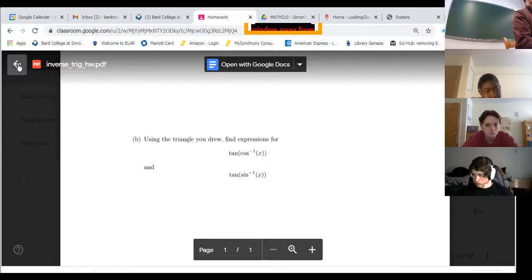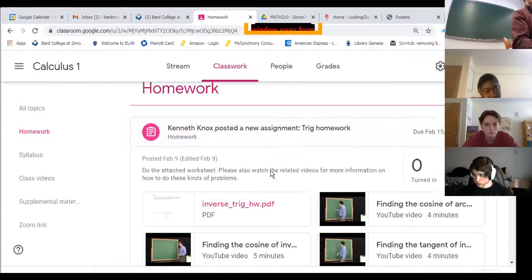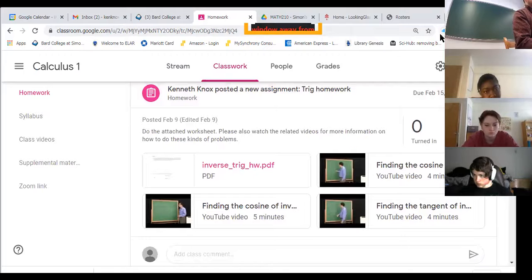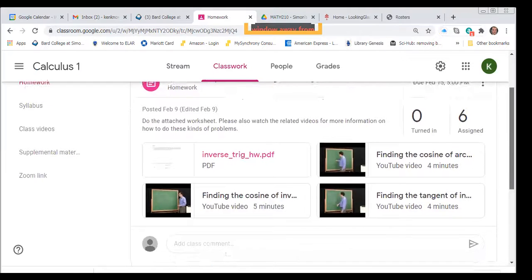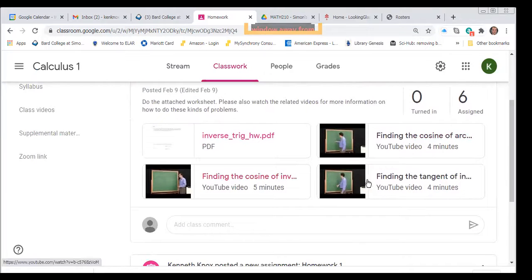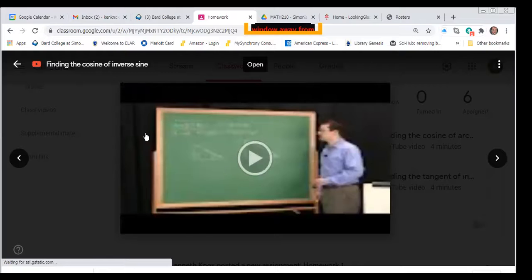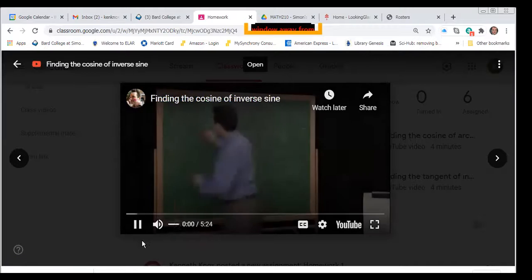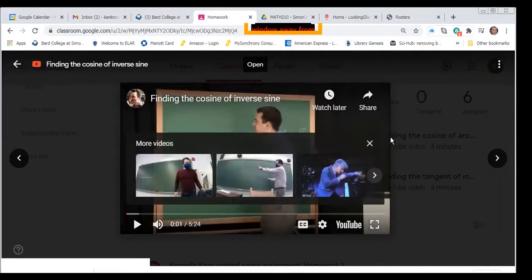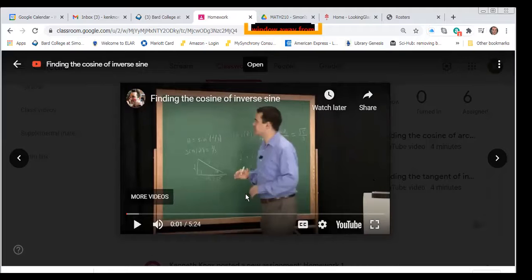calculus. And I actually posted 3 videos. I've got a series of calculus videos, and I posted 3 videos that are relevant to this. It's how to find the cosine of arc cosine. And here's how to find the cosine of inverse sine. And you can watch these if you want a refresher on how to do this.